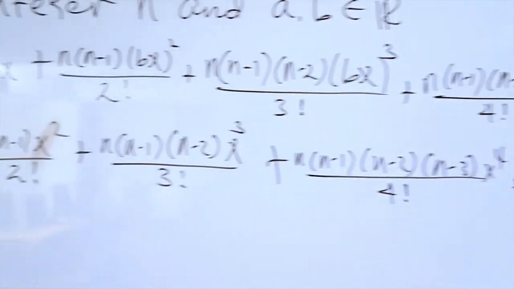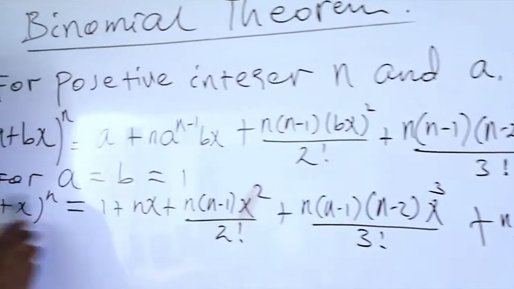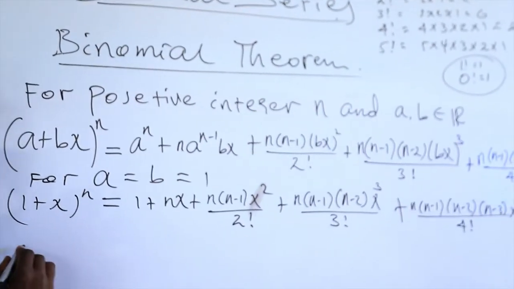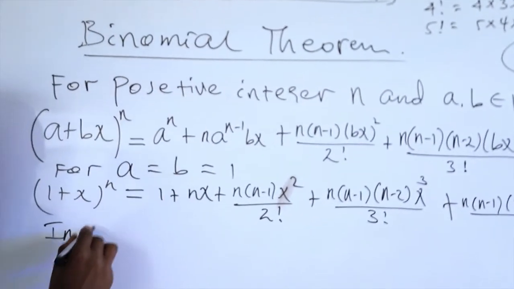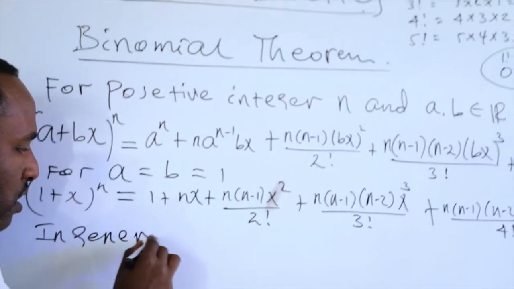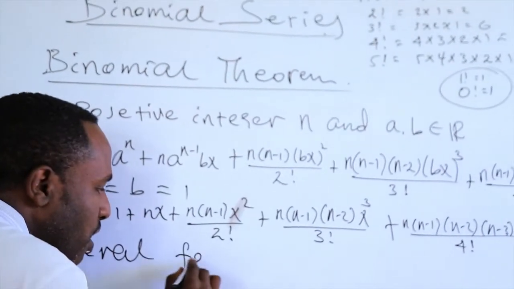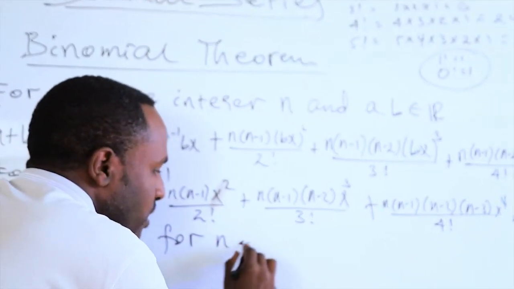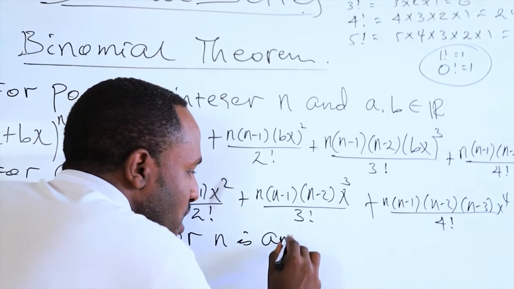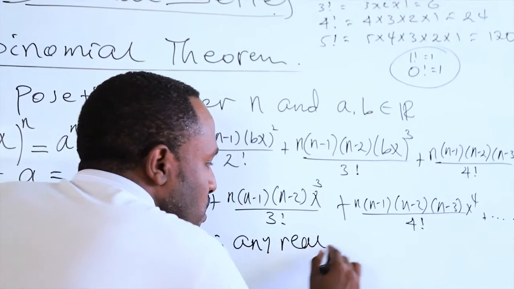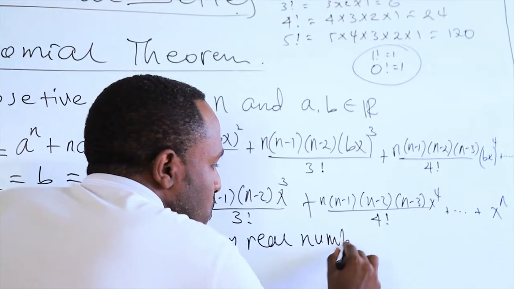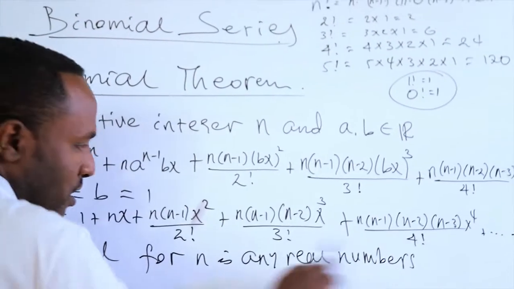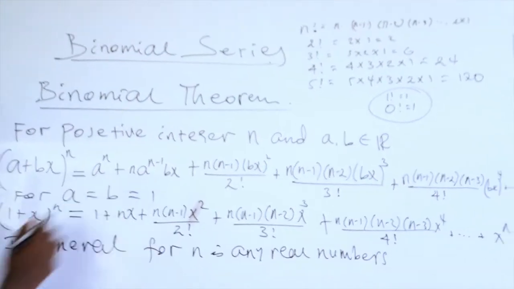So this works for what? Any positive integer n, with a and b as a special case, which is say 1. But in general, for a and b as 1, and for n any real numbers, because here n is a positive integer, but for any real numbers we have this expression.